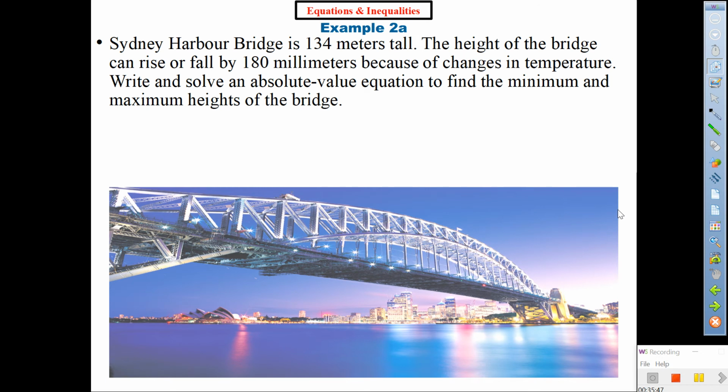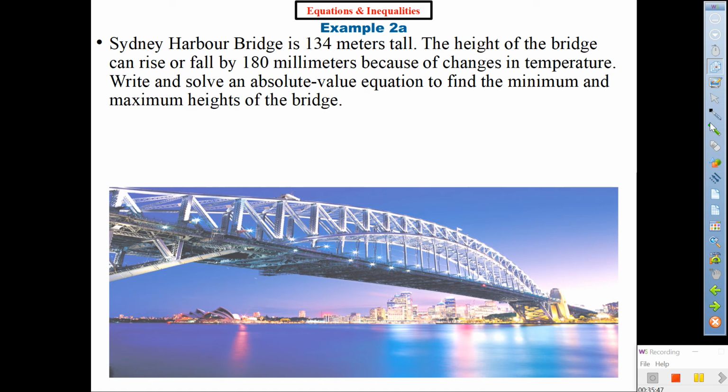Let me read the problem out. Example 2A. Don't copy this. It reads, Sydney Harbor Bridge is 134 meters tall. The height of the bridge can either rise or fall by 180 millimeters because of the changes in temperature. Who knows that metal changes with temperature, yes? If it's hot, it flexes. If it's cold, it compresses. So with bridges, same thing. When the weather changes, the height is going to change because of the metal.